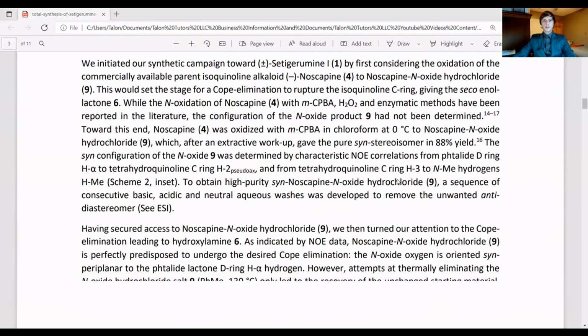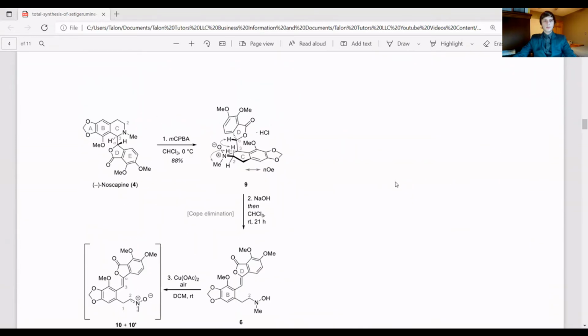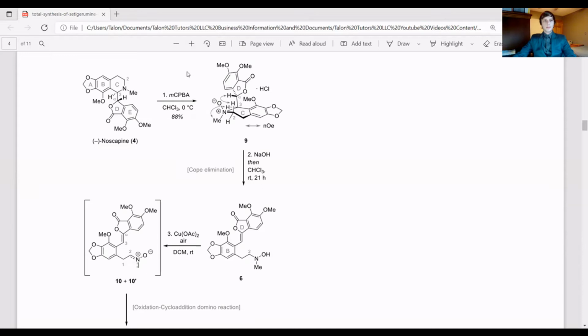Going to the next figure to actually cover this synthetic work, what they do is they first start with Noscapine, and they do an oxidation reaction using mCPBA and chloroform at 0 degrees Celsius. Now this oxidation creates an N-oxide, Noscapine N-oxide hydrochloride, and they do this in a fairly good yield, it's at 88% yield. And this is great. So they're off to a good start. The only problem is when they go to do the Cope elimination, they find that they get their starting material back. So what they do is they partition this Noscapine N-oxide between chloroform and basic sodium hydroxide solution. And at room temperature, 21 hours, they get the Cope elimination to proceed, which then creates the compound 6, which is their hydroxylamine intermediate.